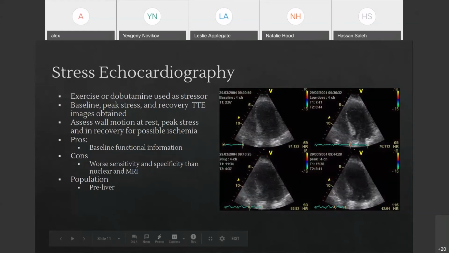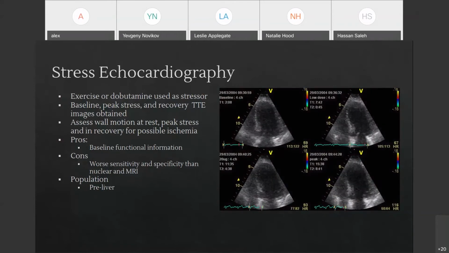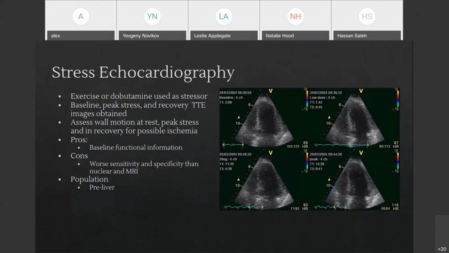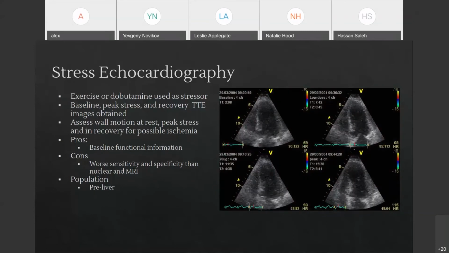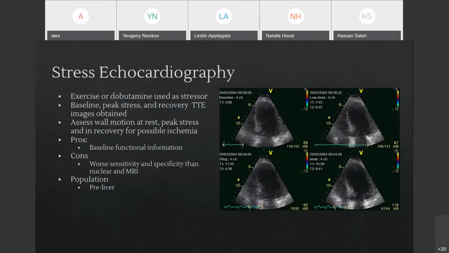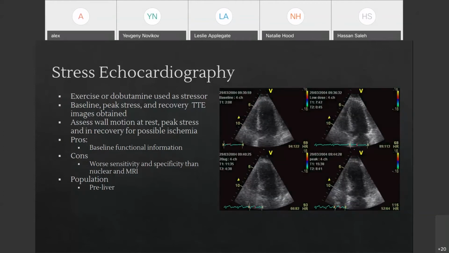Pros of this kind of study are you get baseline functional information. So here at UC, we do a complete echo with every stress echo, which is great, especially if people need a general echo too. Most places don't do that and only get stress images, so you don't get a ton of information outside of ischemia.